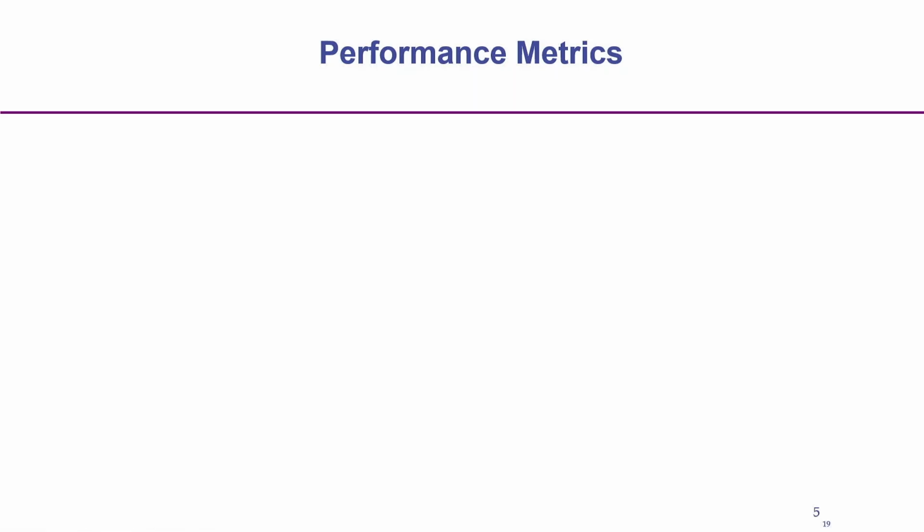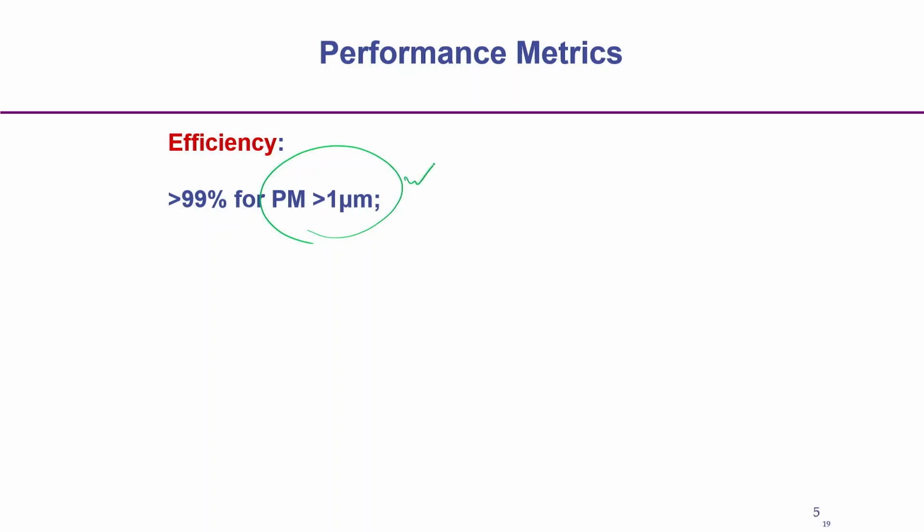Now, let us see the performance matrix of this type of filters. Efficiency: 99% efficiency, more than 95% for PM 1 micron. For particulate matter more than 1 micron, we get 99% efficiency.